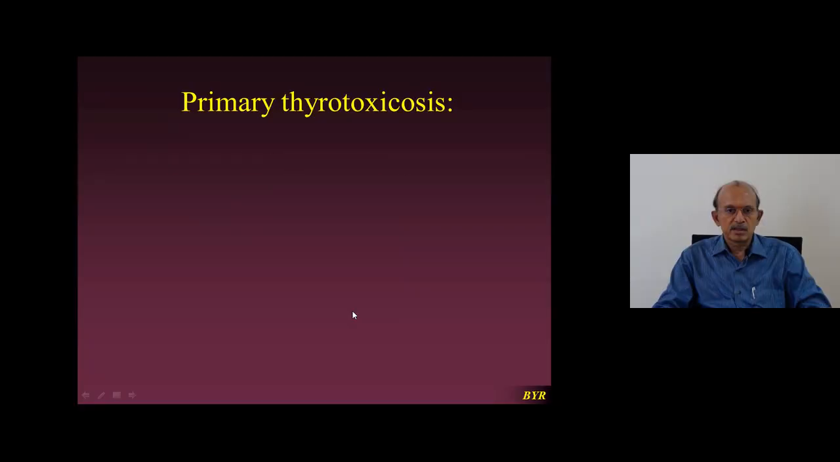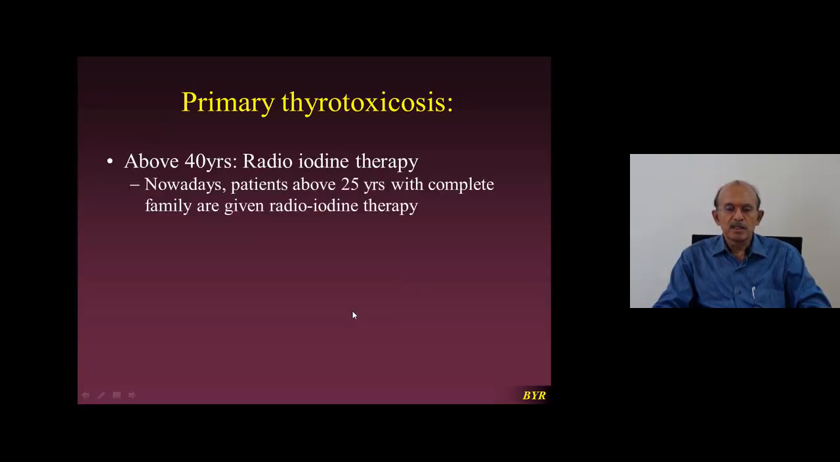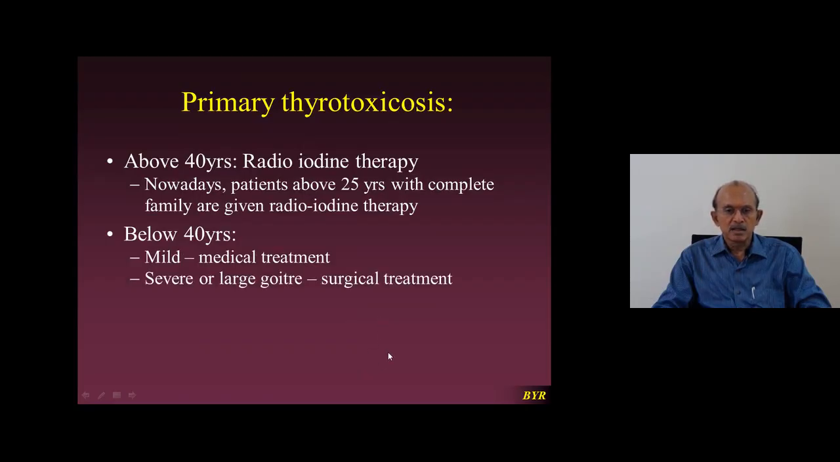Primary thyrotoxicosis. Above 40 years, radioactive iodine. Nowadays, patients about 25 years with complete family are given radioiodine therapy. Below 40 years, mild cases get medical treatment, and severe or large goiters get surgical treatment. Adolescents and children, medical treatment. So this is the choice of treatment in primary thyrotoxicosis.